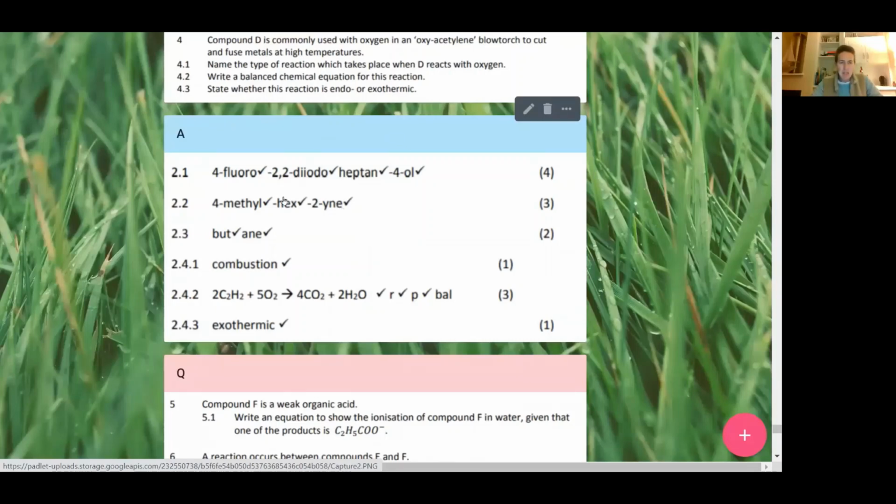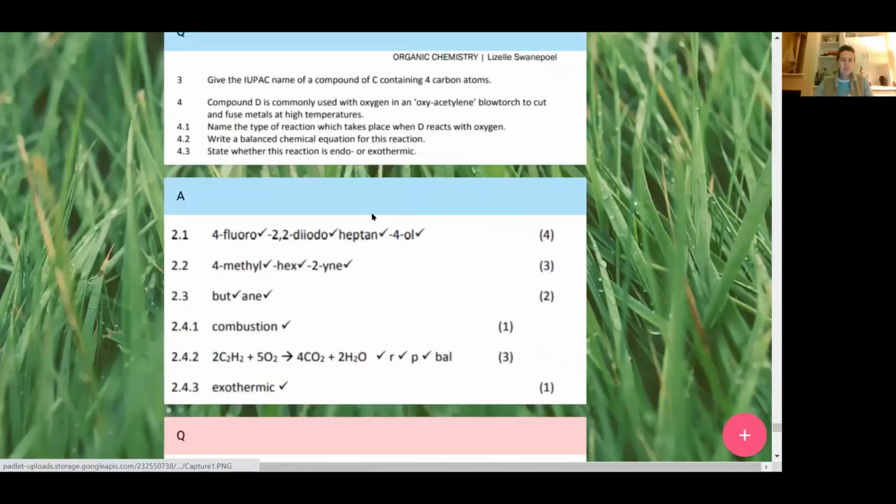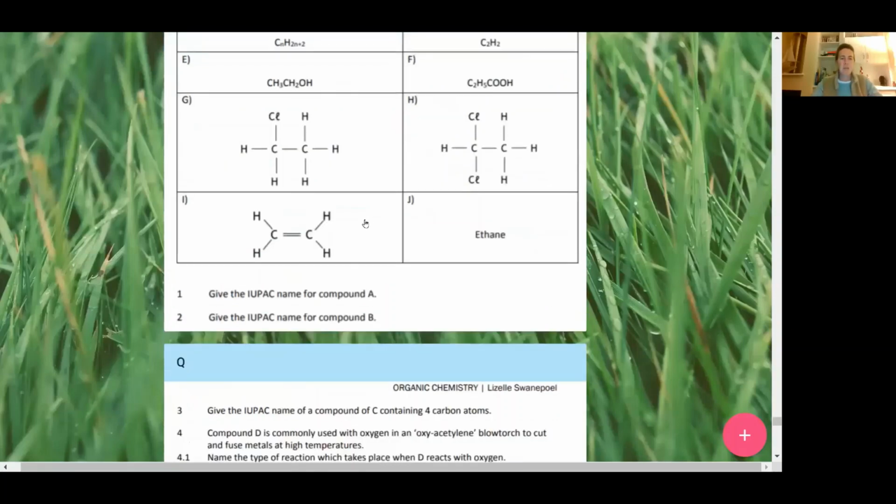Please take note of that. There is no hyphen here. This methylhex is one word. Please take note of that. So this should be simply one word. Right, please be careful there.